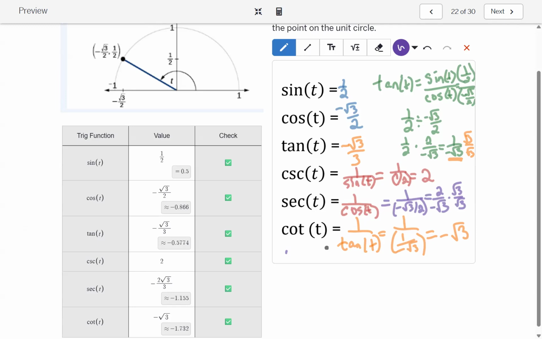So you do have to remember the formulas that cosecant is 1 over sine, secant is 1 over cosine, cotangent is 1 over tangent, and that tangent is sine over cosine.